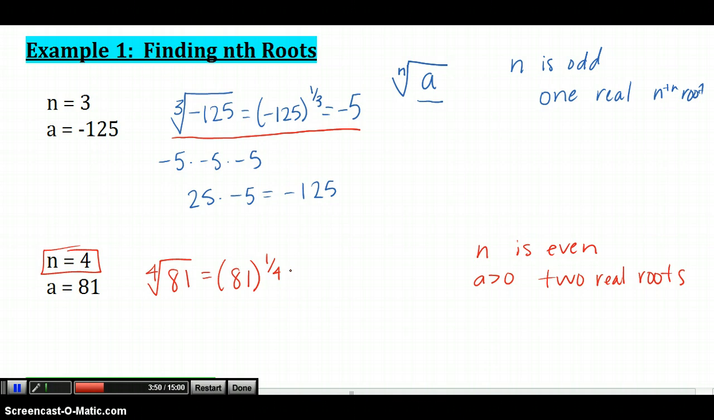That's the same thing. Now there's actually 2 numbers that are going to give us this. We can think about 3 times itself 4 times, but negative 3 times itself 4 times is also going to give us positive 81. That is why when you're working with an even n, there are 2 real roots, because a negative times itself an even number of times will give you a positive number. So this answer is actually plus or minus 3. It can be negative 3 or positive 3. So there are 2 roots for this answer.